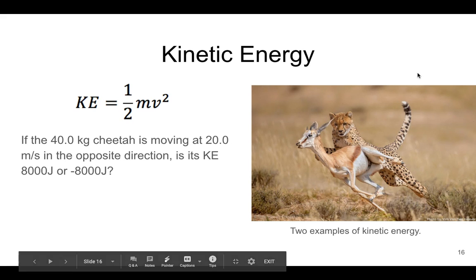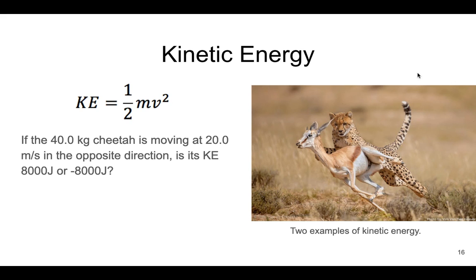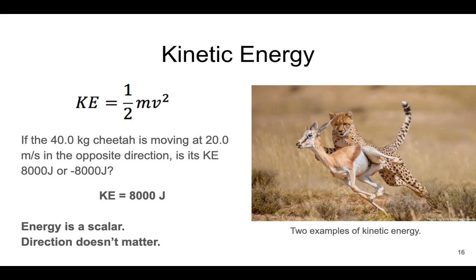If our 40 kilogram cheetah is moving at the same speed, but in the opposite direction, is its kinetic energy going to be 8,000 joules or negative 8,000 joules? Think about that for a second. The answer is 8,000 joules. Energy is a scalar. Direction doesn't matter. The opposite direction would mean opposite momentum, but we're not worried about the momentum. You would have the same amount of kinetic energy because it's a scalar.